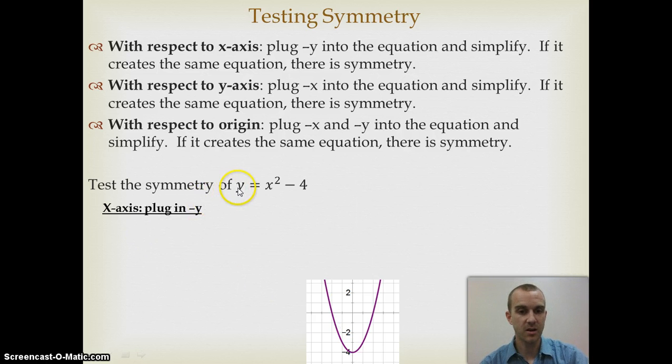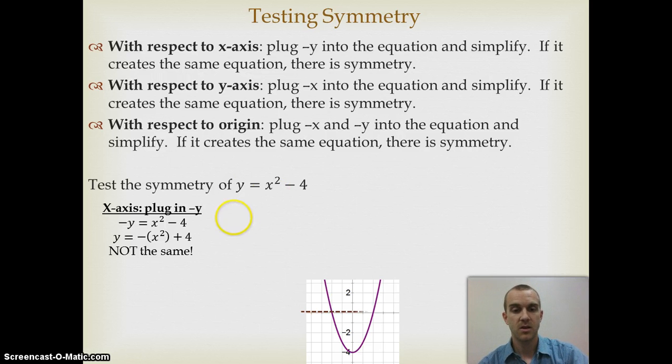I'm going to plug in -y here. So if I want to rewrite this equation, I would have to divide everything by -1. That becomes y equals negative the quantity x squared plus 4. Well, that is not the same as this. So there's no x-axis symmetry, which we already said. And again, there's that line. If I fold it, it doesn't work.